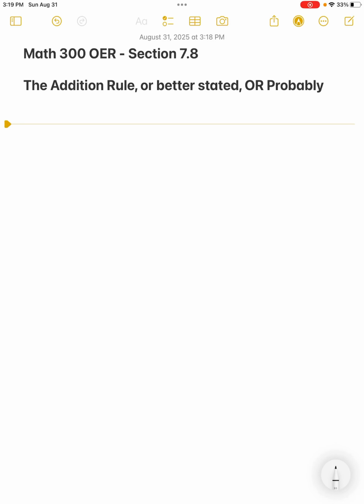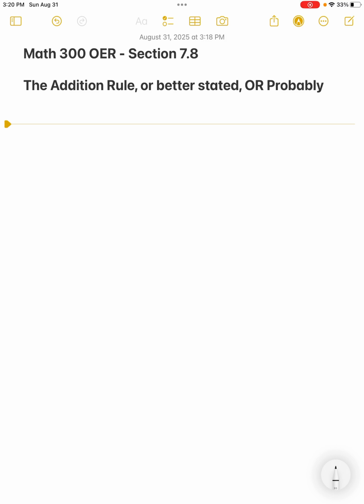Welcome to section 7.8. This section is entitled the addition rule. And so I have that written here, but I also have, or better stated, "or" probability. When they talk about the addition rule, they are talking about a very specific question that's going to be asked, and that is: what's the probability that one thing happens or another thing happens? And when that happens, you're basically adding up all the different responses that make it true. And we'll watch this happen in just a moment.